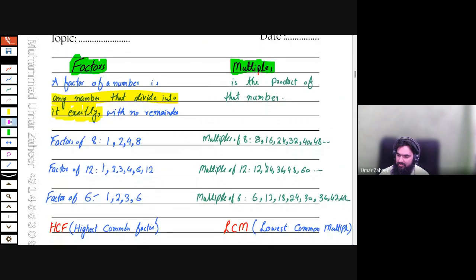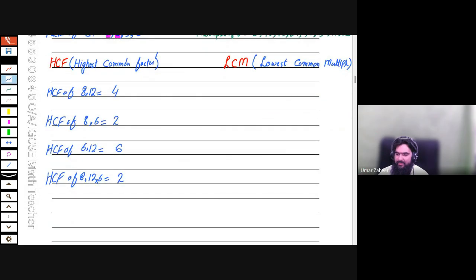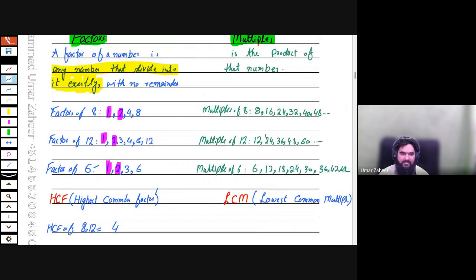So look here, in all of them, 1 is a common factor, 2 is a common factor, and that's it. There is no other number. We have 6, but in only two of them; we have 4 in one of them, and we have 3 in one of them. So the highest common factor in this one is going to be 2. So when you are finding the HCF, basically in HCF you are finding the highest common factor. You have to write all the common factors and just take the highest one. So that is your HCF.